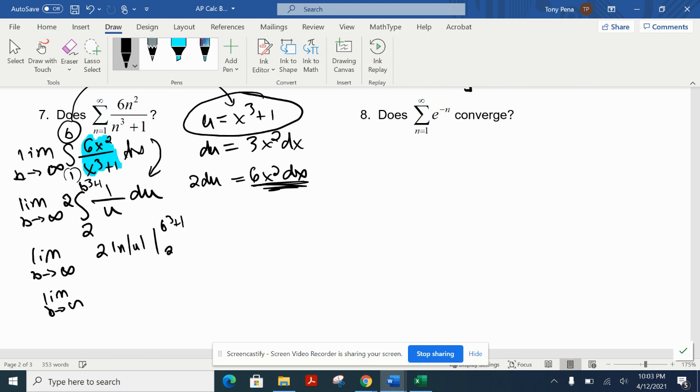Go ahead, substitute in your limits. So I'm going to get 2 natural log of b cubed plus a 1 minus 2 natural log of 2. So this would be okay. But then what we have to figure out is what happens as our b gets bigger.